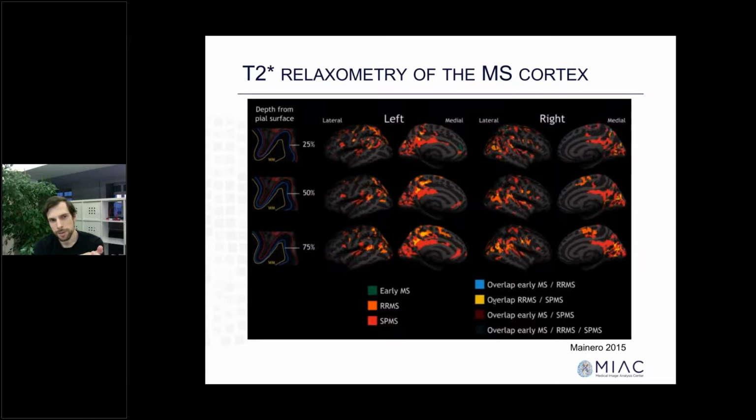And that's T2 star relaxometry of the MS cortex. So you may know that cortical lesions are, on the one hand, a hallmark of MS and very important for some clinical features.